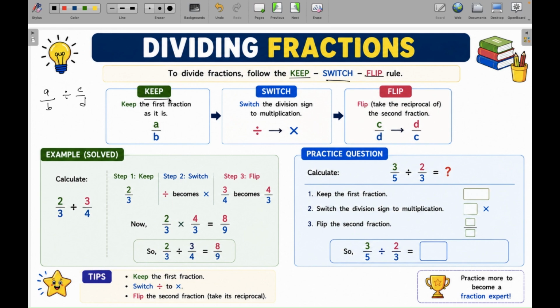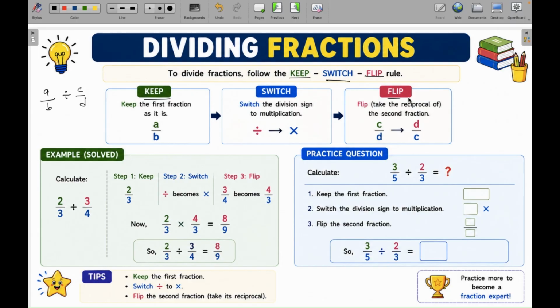So the first rule says keep. Keep the first fraction as it is. So a by b remains a by b. The second rule says switch the division sign to multiplication. So we are switching divide to multiply.